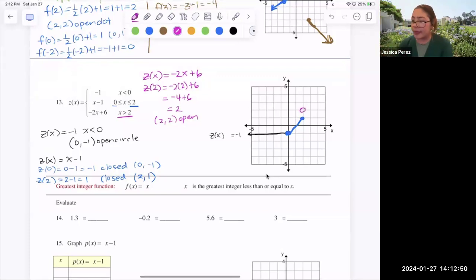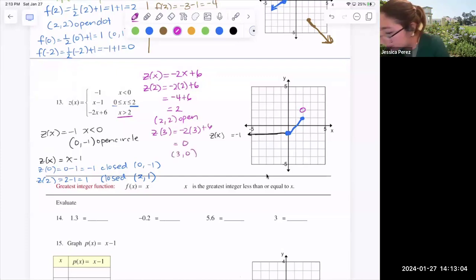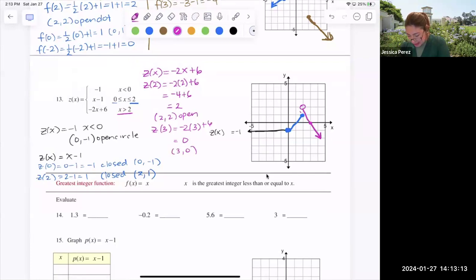And then what's going to happen if I plug in something greater than 2? So for example, z of 3 is going to be -2 times 3 plus 6. So that's going to give me 0. So 3, 0 will be my other point. So I know that my graph is going to go downward. And that makes sense because my slope is -2. I could plug in another point, but maybe 2 points are enough. So 2 points, and that's it. And these 3 pieces correspond to my piecewise function.